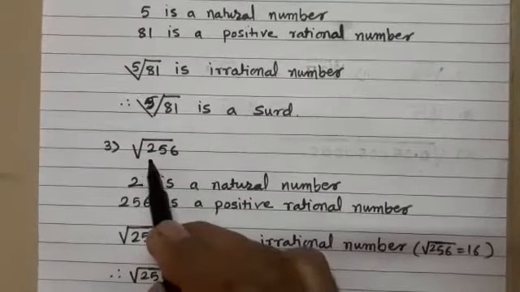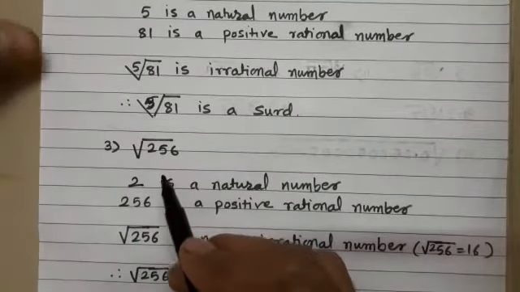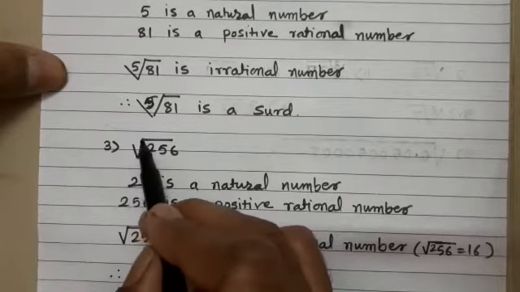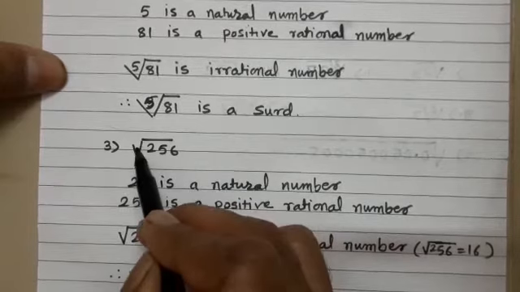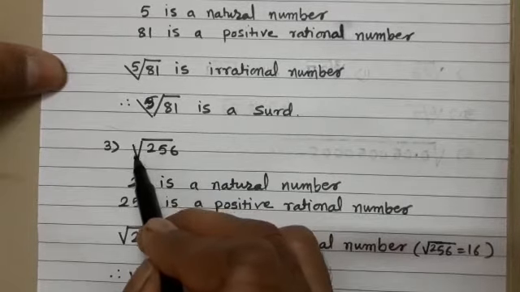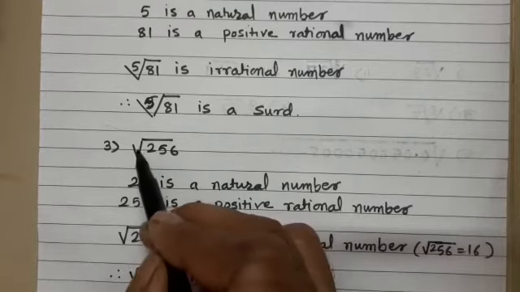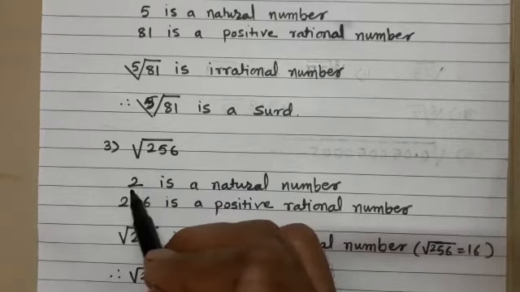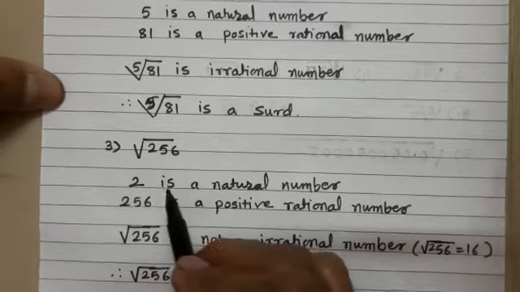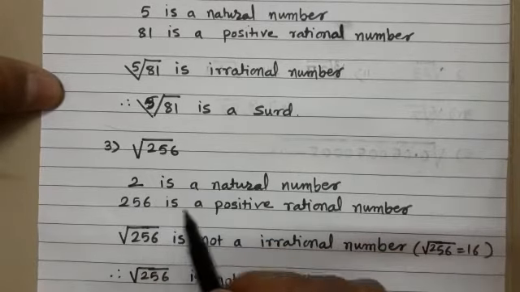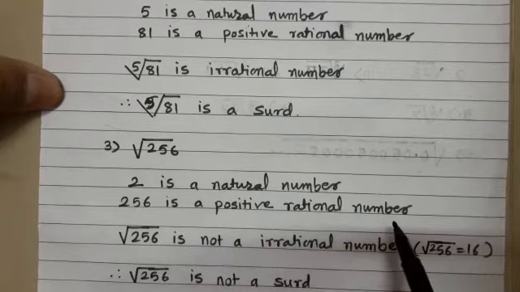Square root of 256. In the V-shaped part of the radical sign, the number is not given. That means it is 2. It is square root. Nothing means 2. 2 is the order of the surd. 2 is a natural number. Radicand 256 is a positive rational number.